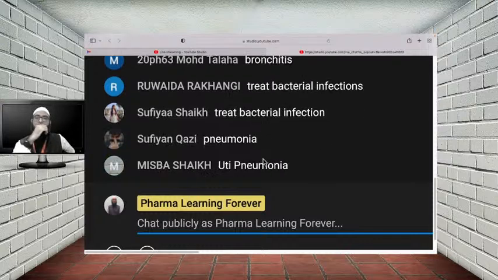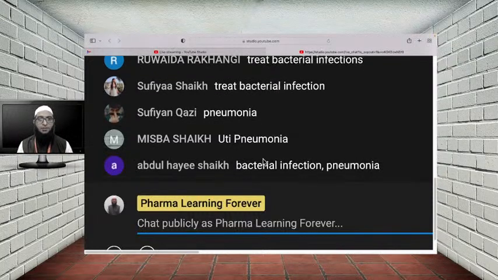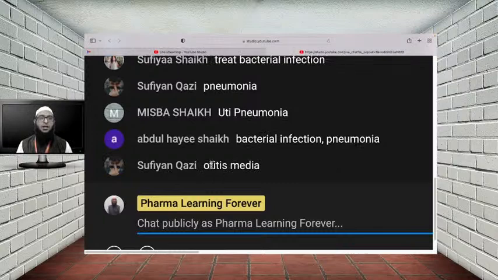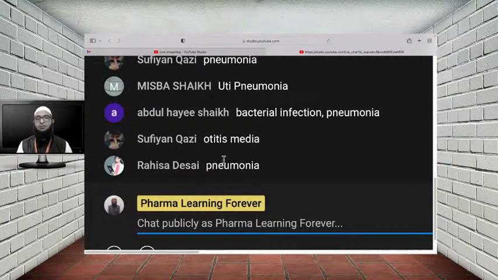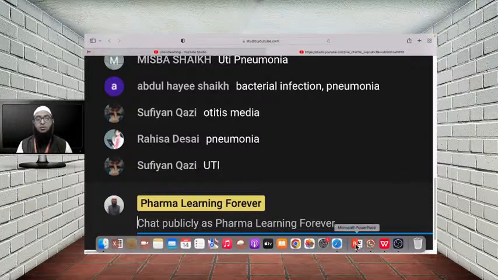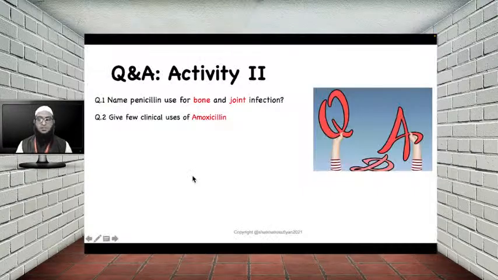Treat bacterial infection is a general answer. It may not give you marks if you are writing just treat bacterial infection. You have to mention the clinical condition. Okay. So Sufia and Sufyan Sheikh mentioned just treat bacterial infection. That is not sufficient. Otitis, very good. Otitis is the infection in the ear cavity. Okay. So almost all the clinical uses of amoxicillin have been covered.